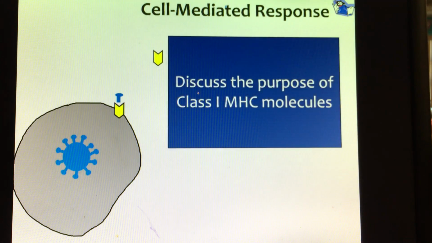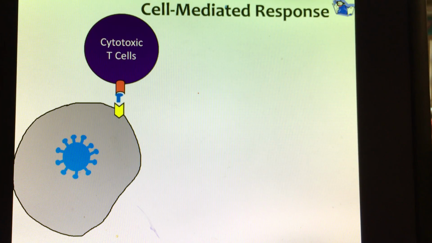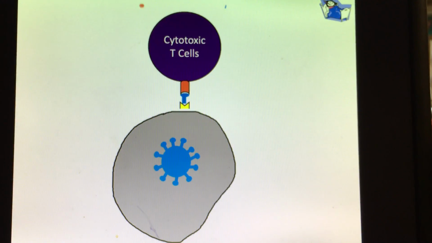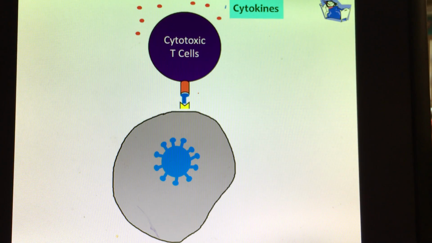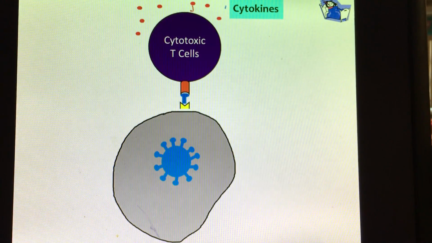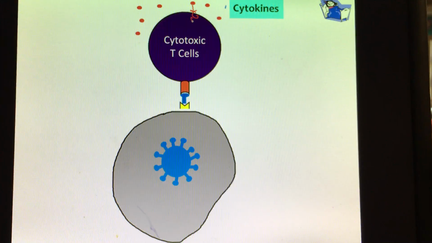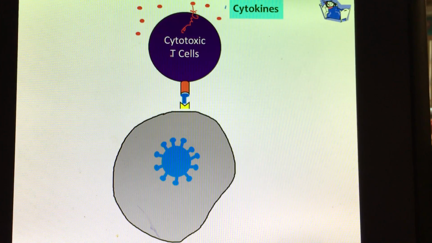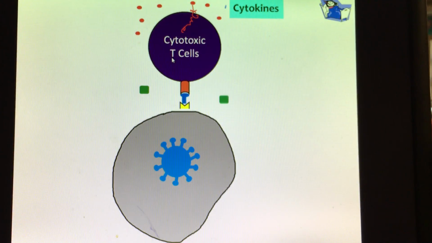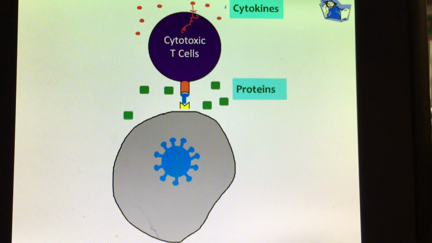Now this is going to attract a cytotoxic T cell, or a killer T cell. Once the cytotoxic T cell is activated by cytokines, you can visualize it like a signaling molecule with a G protein and then a signal transduction pathway. The final cell response would be to turn on genes that code for the production of proteins. These proteins are called perforin, and they are going to go and put holes in the infected cell.